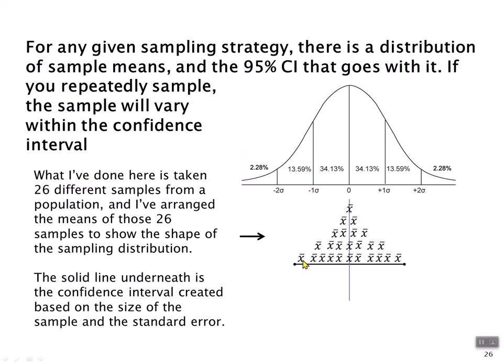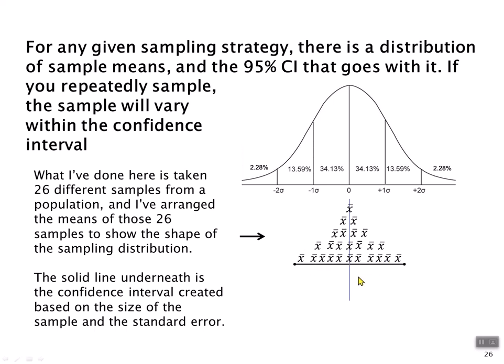So each one of these is a different sample. The whole point of this is to show that if we have a parent population whose value is unknown, and if we repeatedly sample 26 times, the 26 samples will form their own sampling distribution, and the center point of the sampling distribution should be roughly equivalent to the true population mean. So we don't even have to know what this is. If we sample enough times, eventually we'll find it.